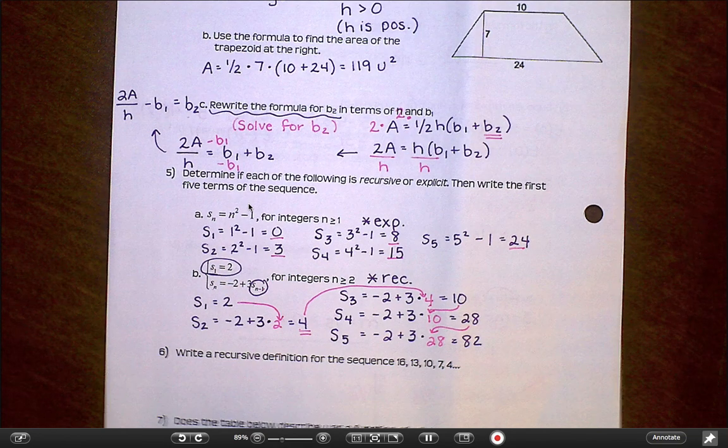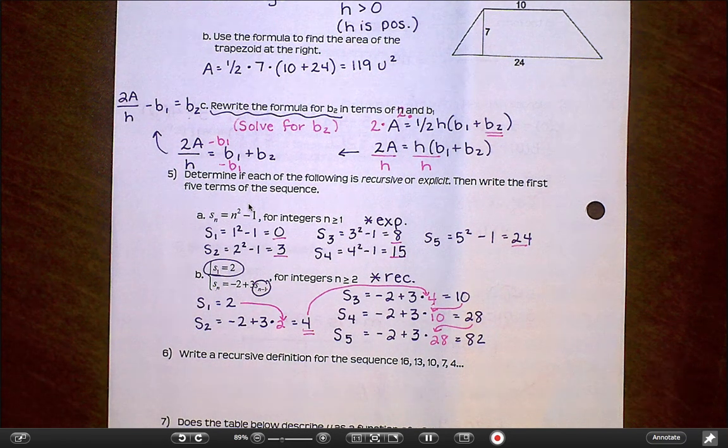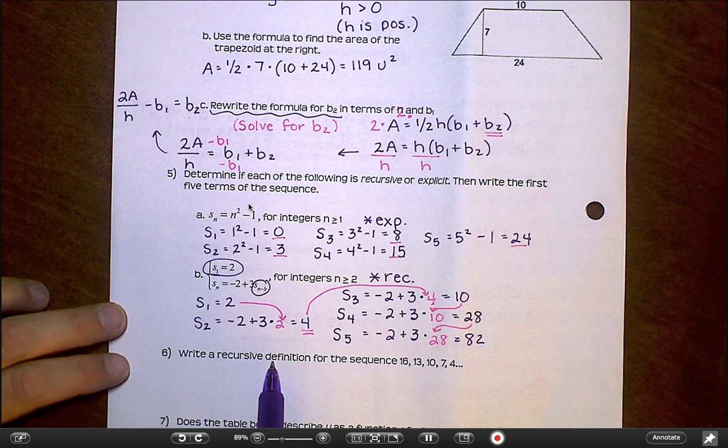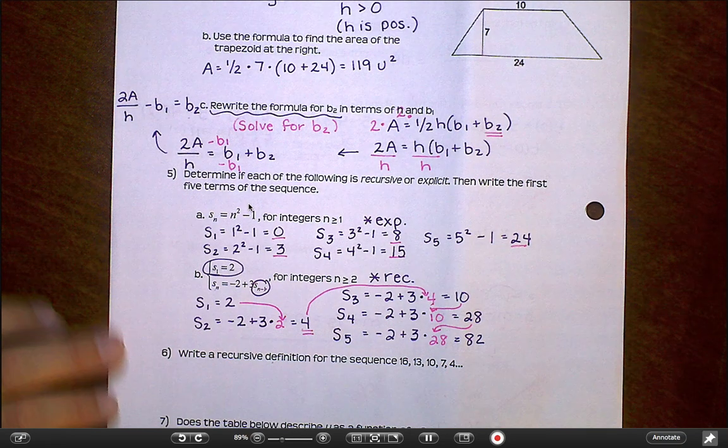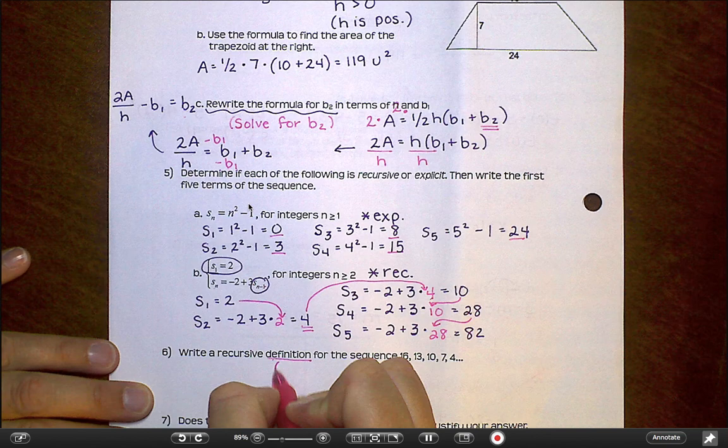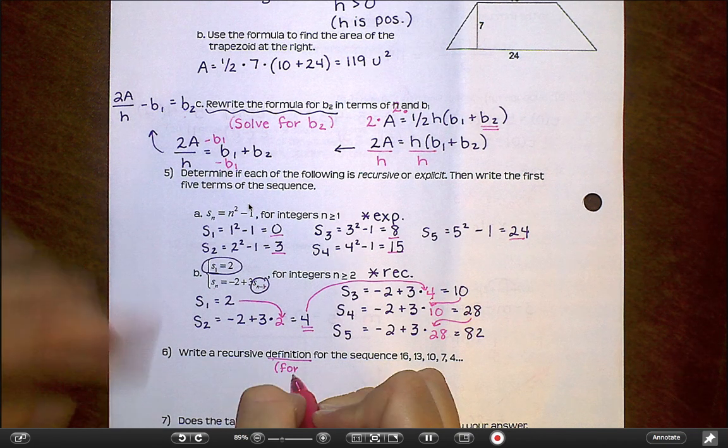So speaking of recursive formulas, the next question asks you to write one. Okay, and by the way, recursive definition means the same thing as formula. So when you see definition for recursive, I want you to think formula, which looks like this.